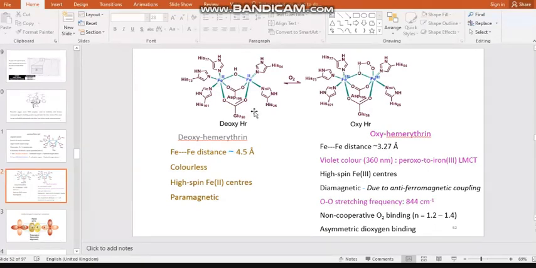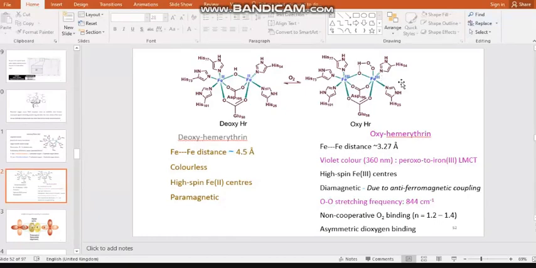So it is a plus and high spin iron behavior. It is clear that the iron two centers are high spin in nature. The distance between the two iron metals is 3.27.